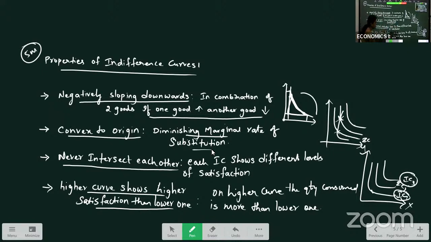Why it will never intersect each other? Because each curve shows different levels of satisfaction. If they intersect, again it will be against our indifference curve. And higher curve shows higher satisfaction than the lower one because on the higher curve, the quantity we are taking in the combination is more compared to that of lower curve. That is the reason higher curve shows higher satisfaction, lower curve shows less satisfaction, right? So these are the properties of indifference curves.